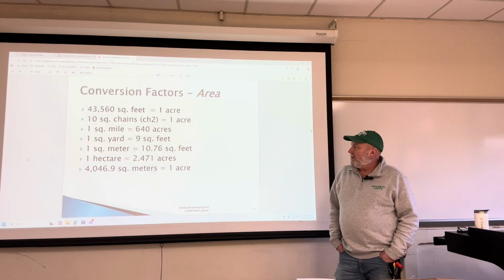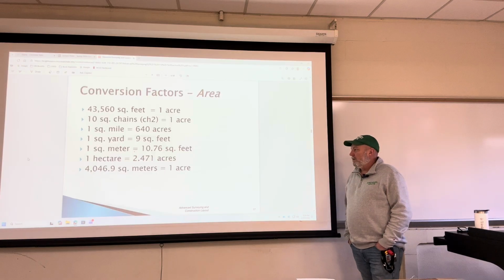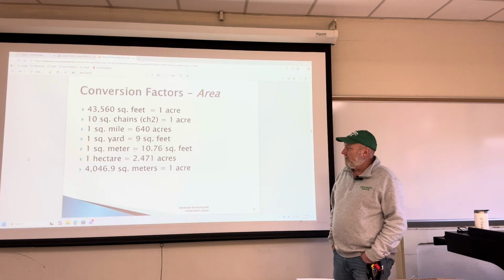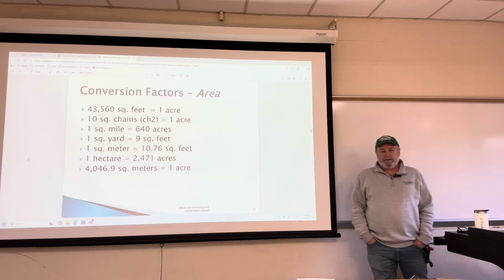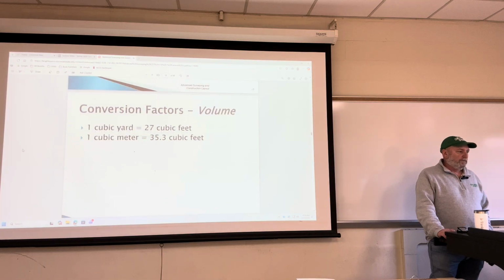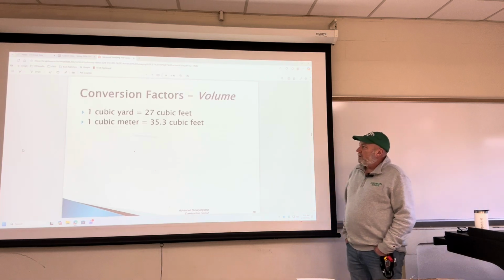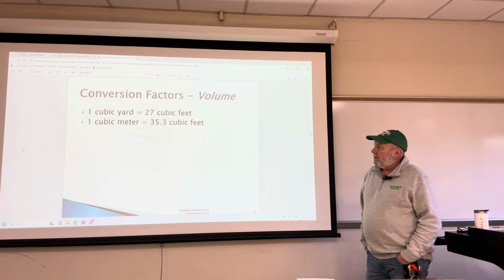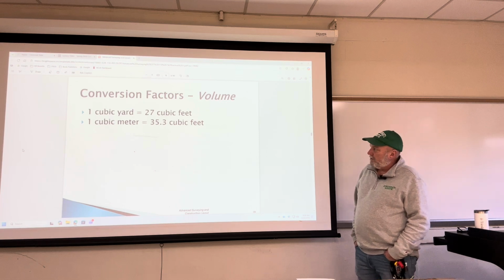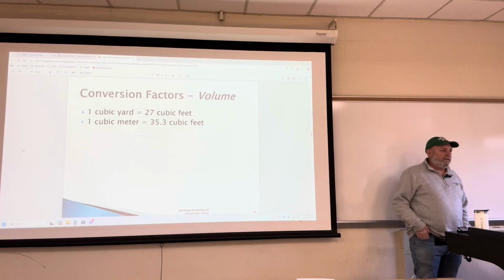10 square chains equals 1 acre. 1 square mile, 640 acres. 1 square yard, 9 square feet. Square meters, hectares, and square meters equaling an acre. And when we talk about volume, 1 cubic yard is equal to 27 cubic feet. 1 cubic meter is equal to 35.3 cubic feet.